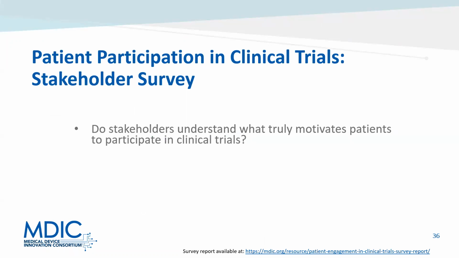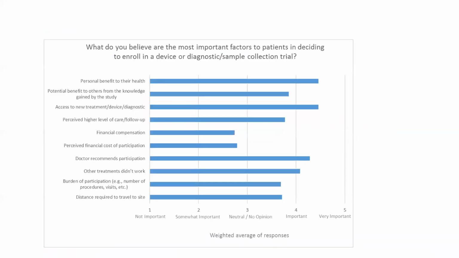And then, do stakeholders understand what motivates patients? So this was what we as the industry think motivates patients, to be able to compare with what patients say motivates patients. And for the most part, it lines up pretty well. Industry thinks that patients care mostly about personal benefit to their own health. To some extent, that altruistic motive of spreading the knowledge gained from the study. Mostly access to new treatments.